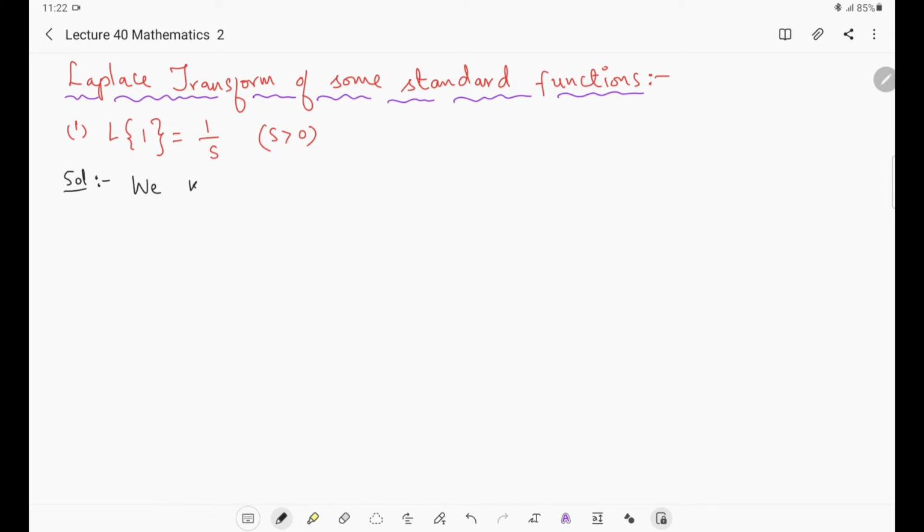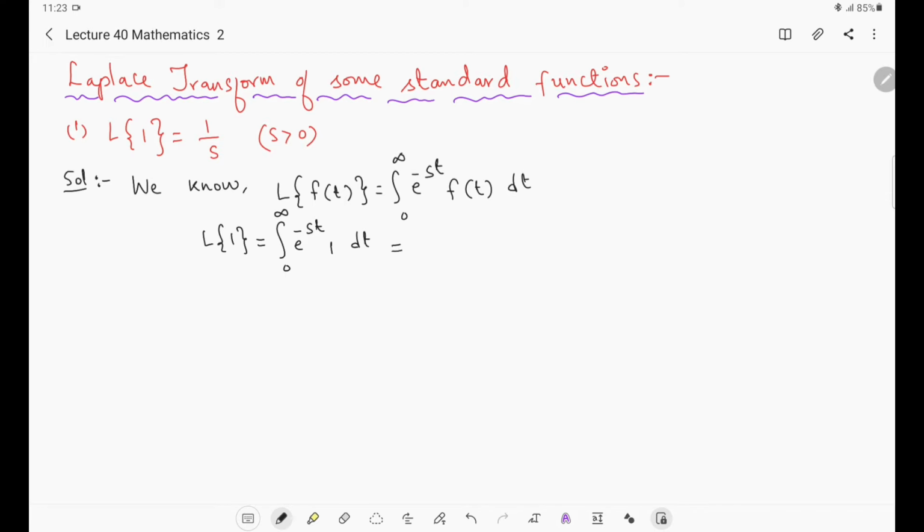So we know the definition of Laplace transform. According to the definition, Laplace transform of any function f of t is integral 0 to infinite e power minus st f of t dt. This is the basic definition of Laplace transform. Now we need the Laplace transform of 1, so in place of f of t, we have to consider 1. It is integral 0 to infinite e power minus st f of t, and now f of t is 1, so 1 into dt.